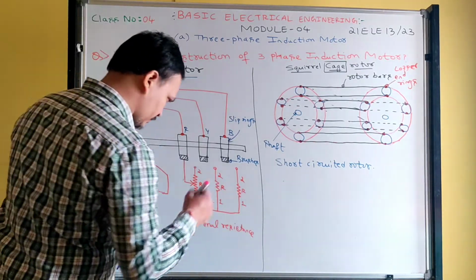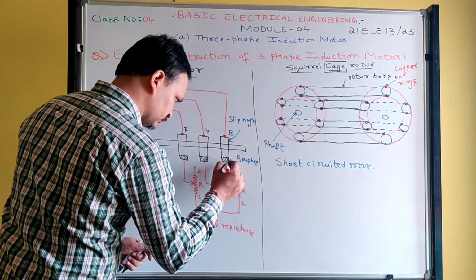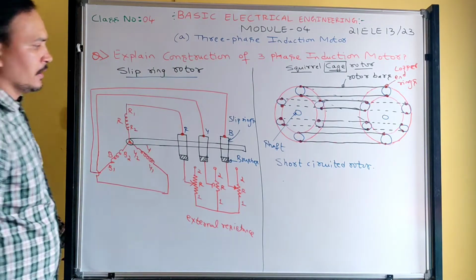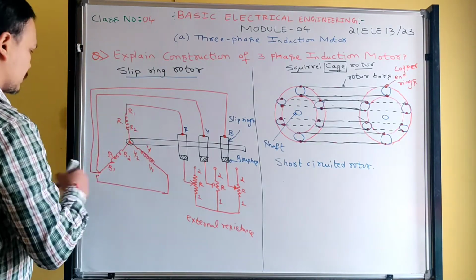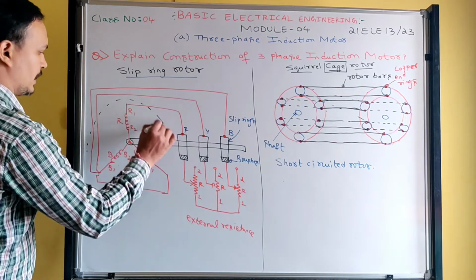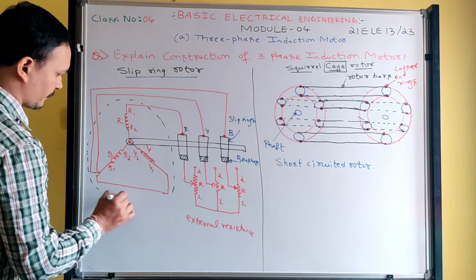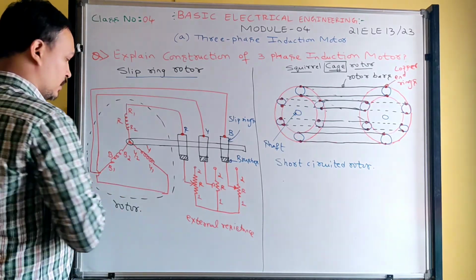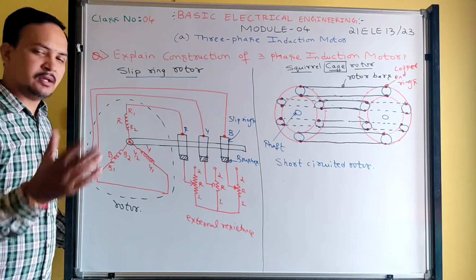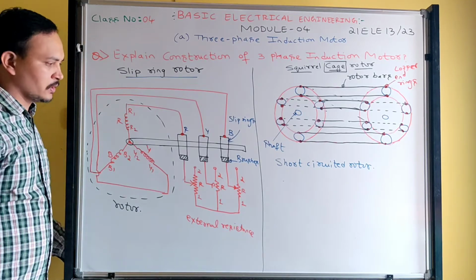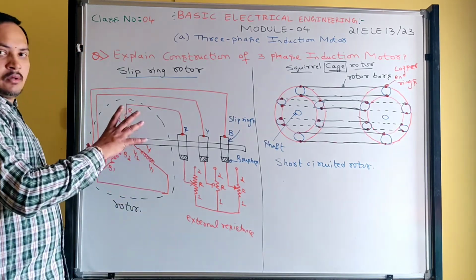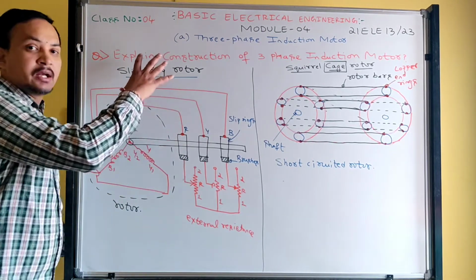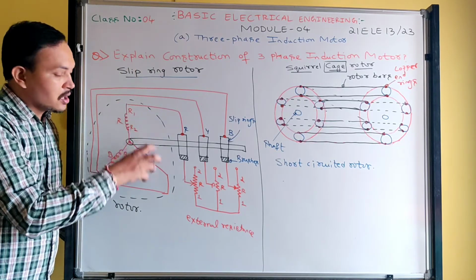So look at here, how the construction will be. Now this entire thing is called the rotor. This part is called the rotor winding. The rotor construction is similar to the stator winding construction. Now, when supply is given to the stator, it produces a rotating magnetic field. That magnetic field is cut by these rotor windings.